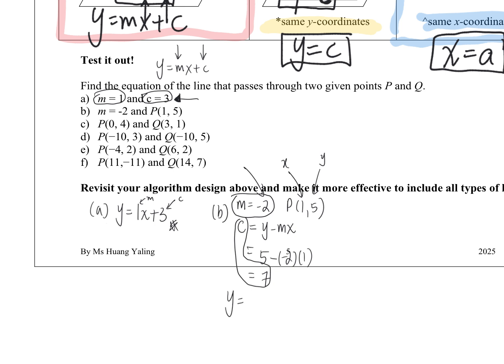Y equals to? Yeah, mx plus c. What's my m? Minus 2x plus my c. What's my c? Yes. So this is the equation of the second line. So the moment you know the steps, you know how to find equation. Let's look at part C. How do I find the gradient of the line PQ? This one. Yeah, what's the formula? Y2 minus Y1.